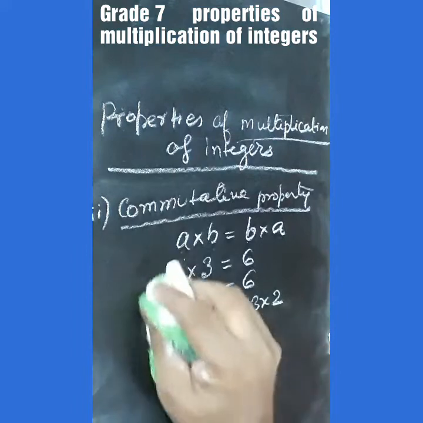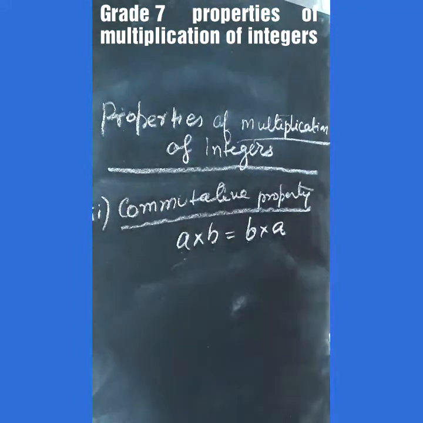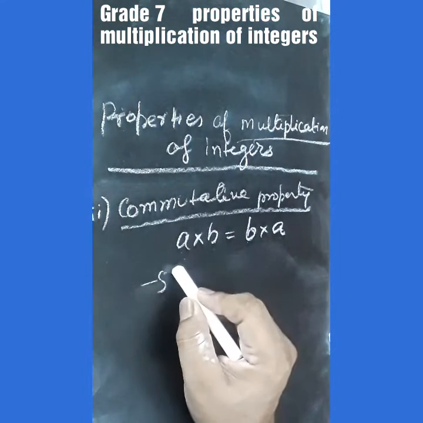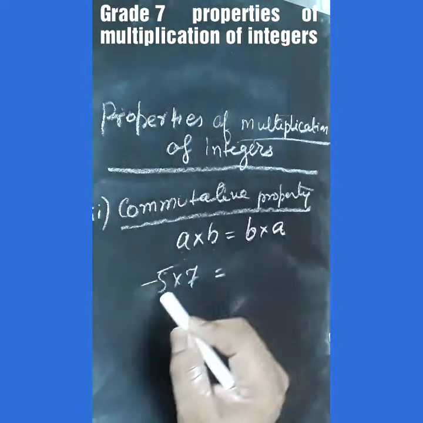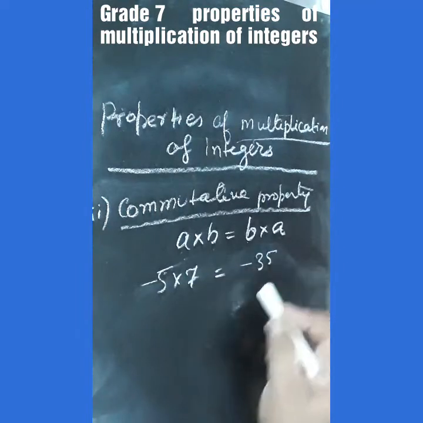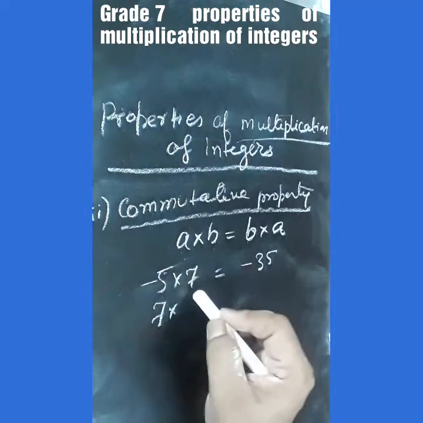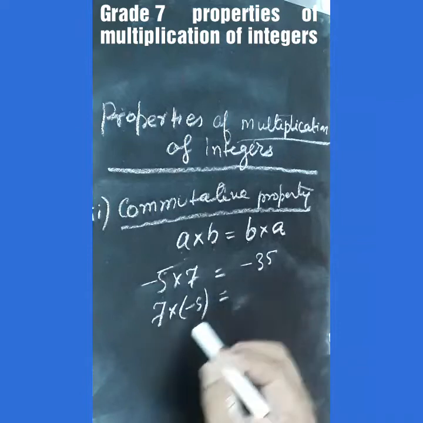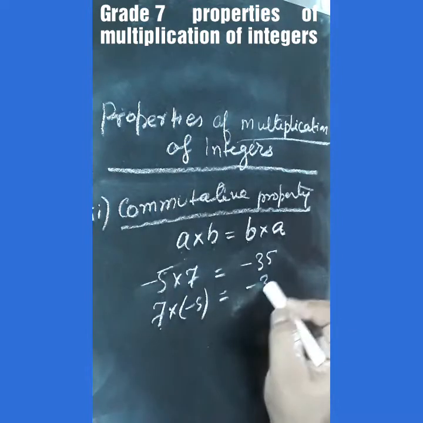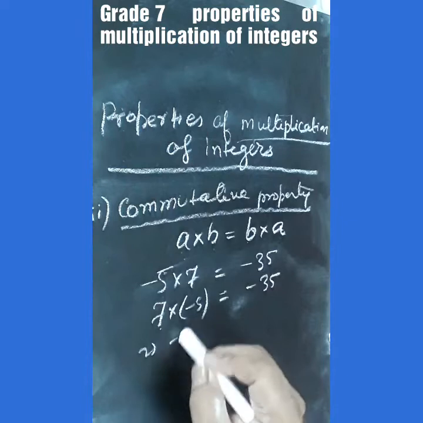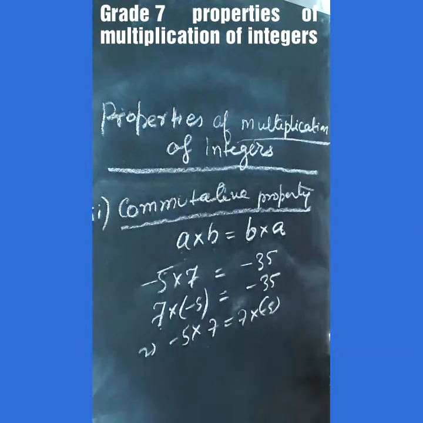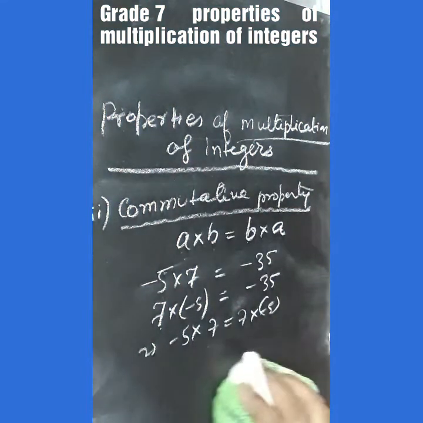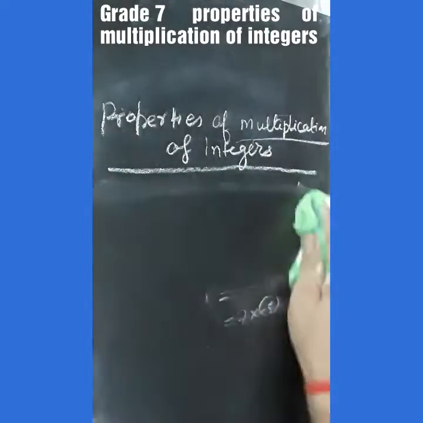Let us take another example. Minus 5 and 7. If we multiply minus 5 and 7, we get minus 35. Now we are multiplying 7 into minus 5. Again we get minus 35. It means minus 5 into 7 is equal to 7 into minus 5. Means commutative property also holds for multiplication for integers.